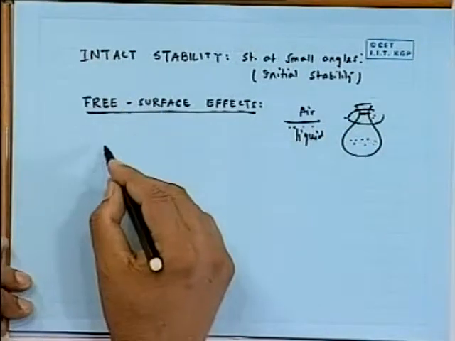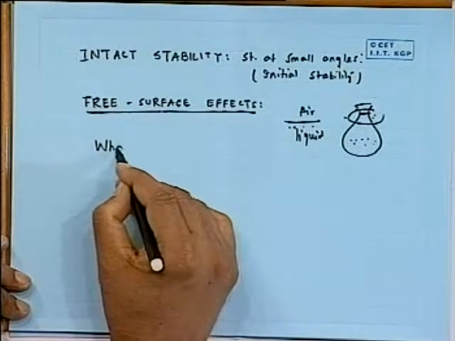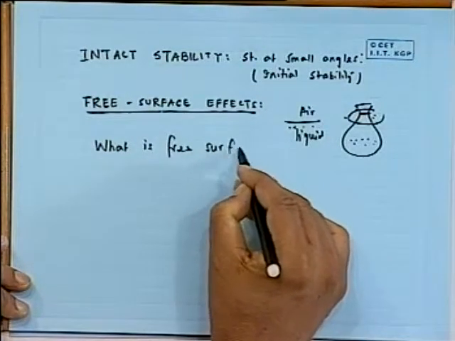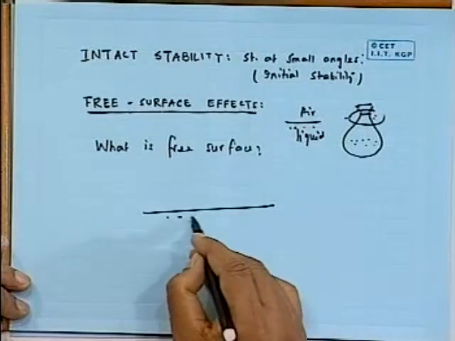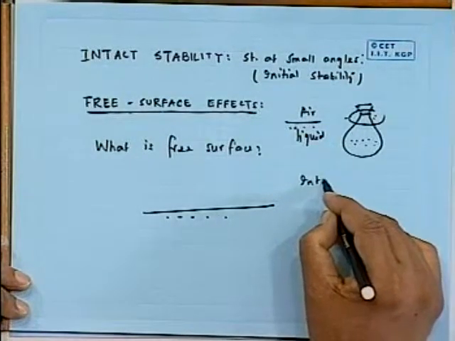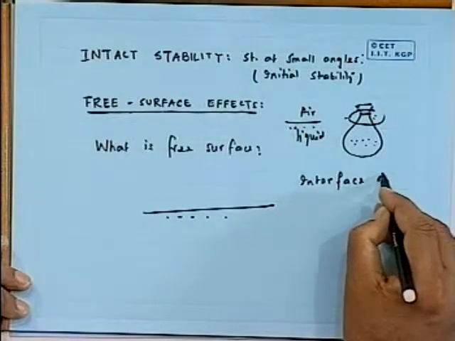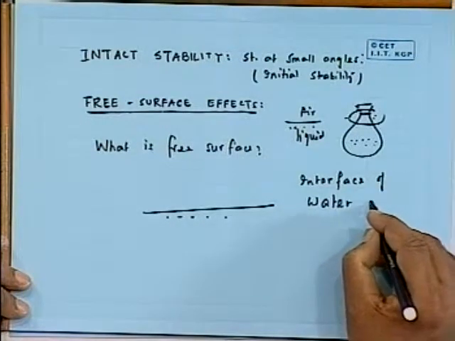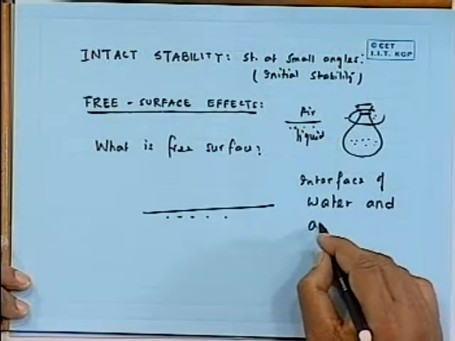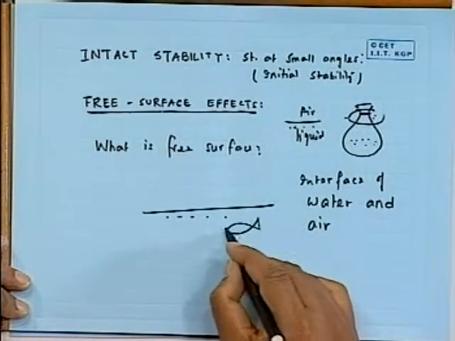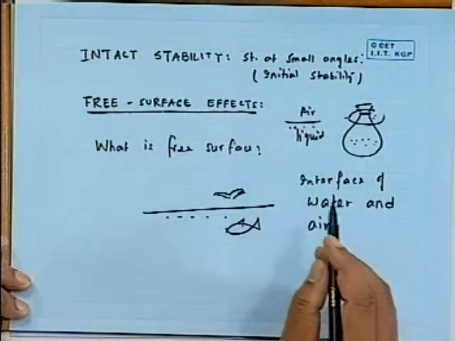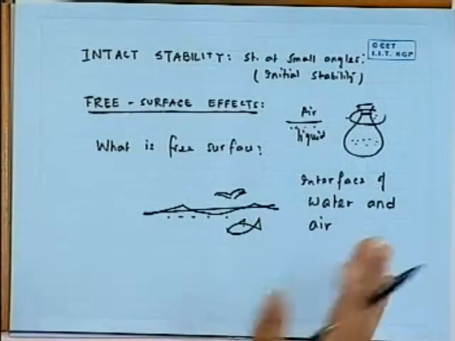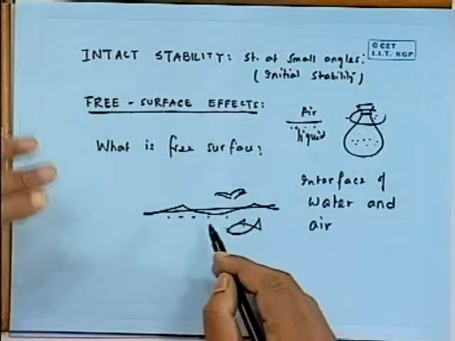Before I go on, let me define what a free surface is, because this comes up many times. Free surface implies the interface of water and air. I show it this way, this is water and this is air. It is called a free surface because it is free to move as you spill. As you tilt it, it always stays horizontal.